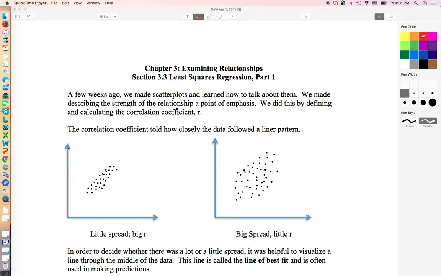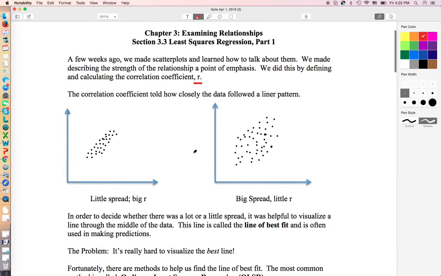And we learned about a way to quantify strength as long as we had a linear pattern. If we have a linear pattern, we can use the correlation coefficient, which we know is called R, to help us quantify the strength of the relationship.